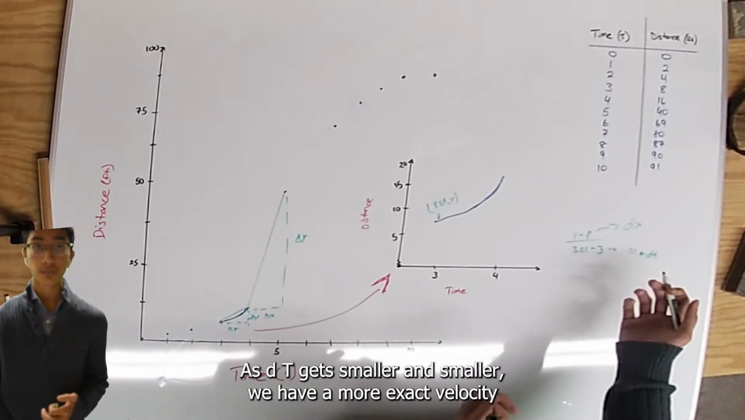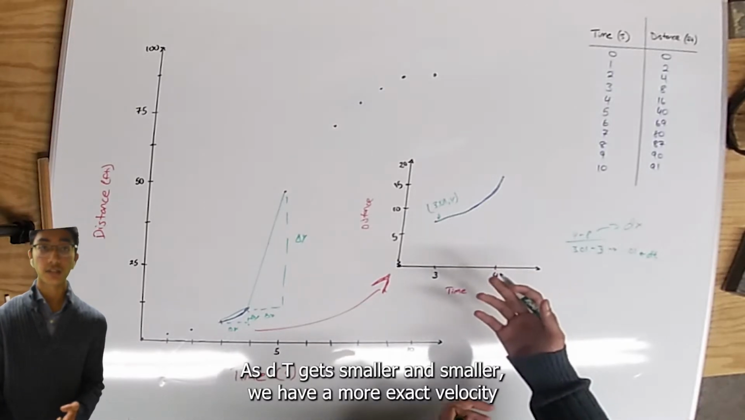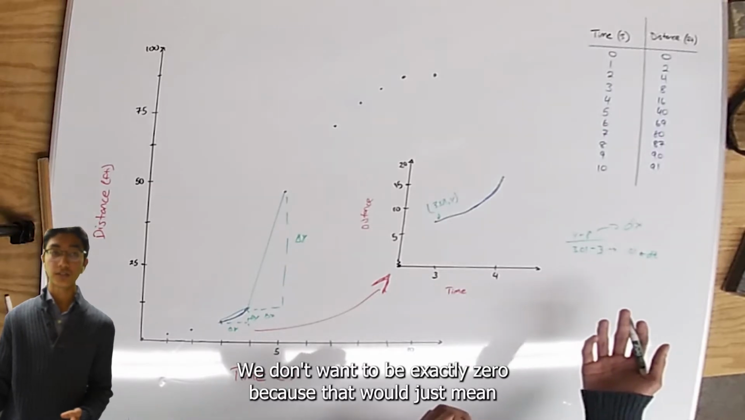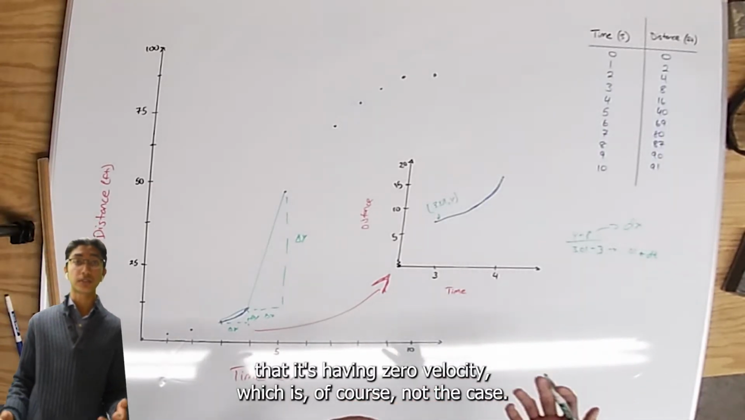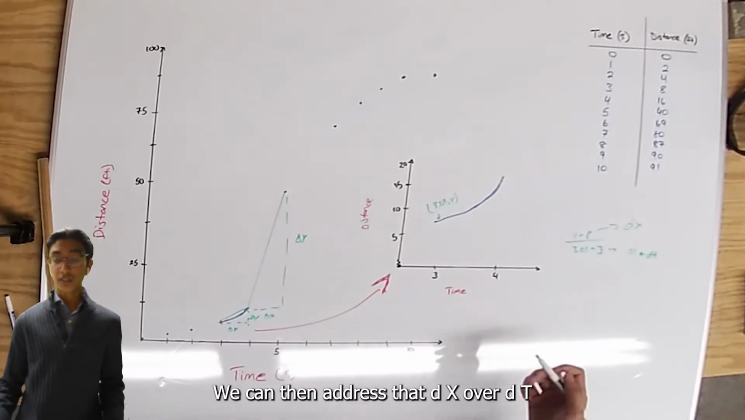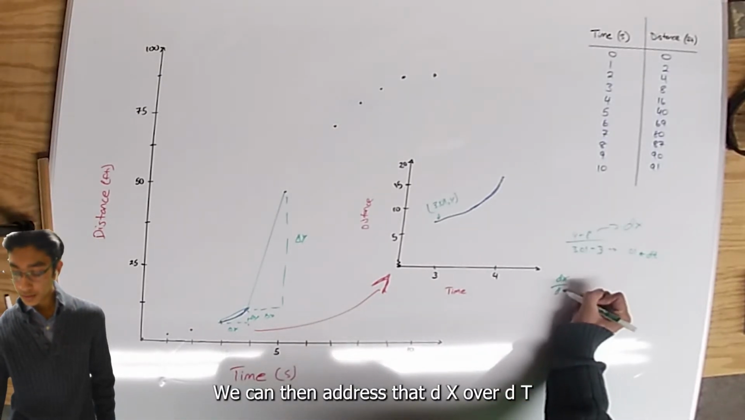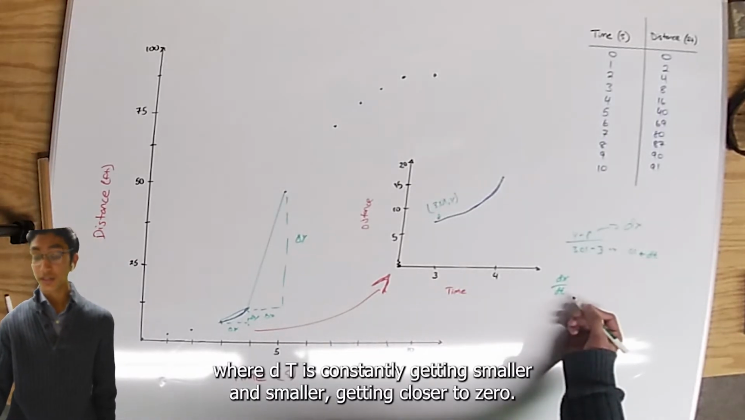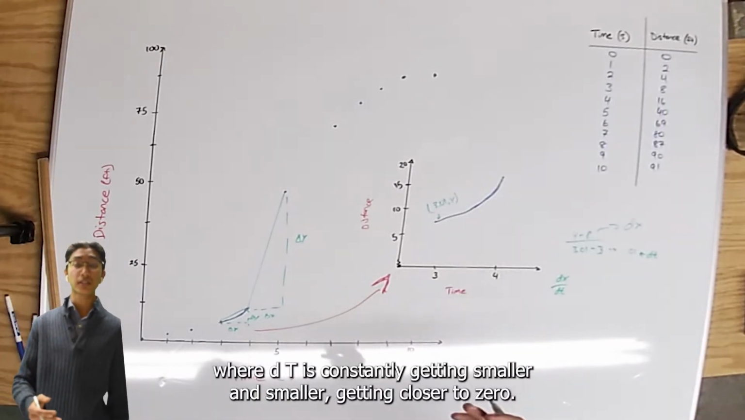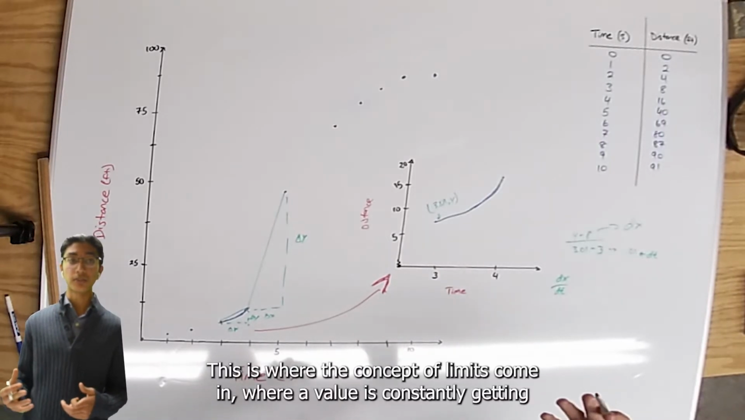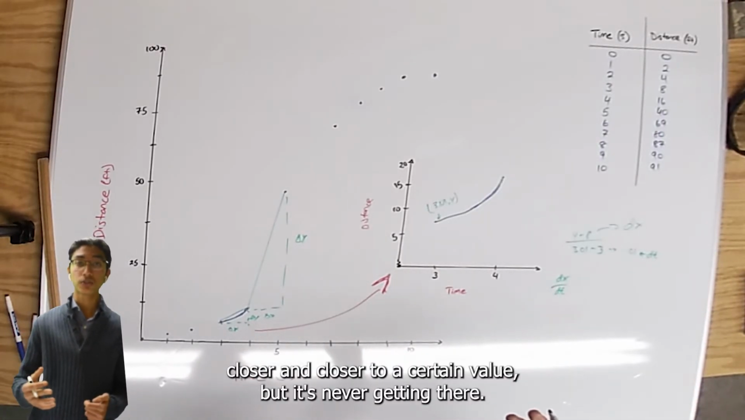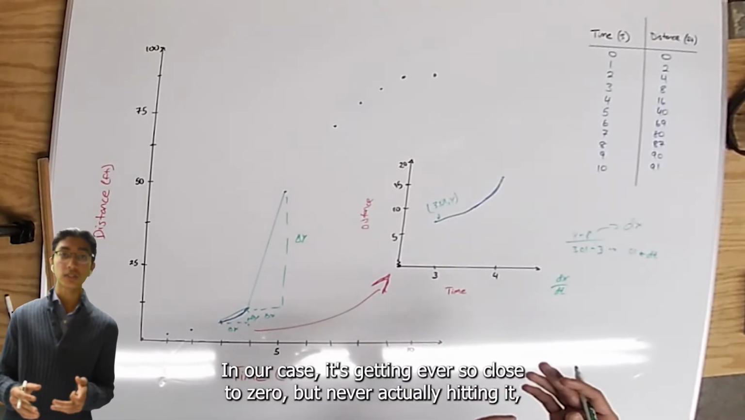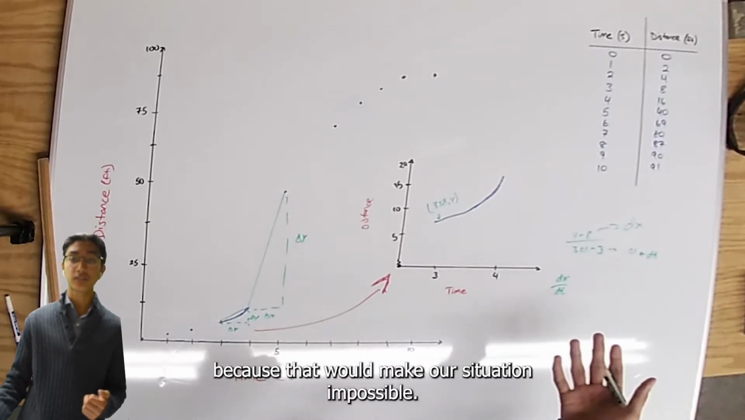As dt gets smaller and smaller, we have a more exact velocity for what's happening at 3 seconds, since this denominator is getting smaller and smaller. We don't want to be exactly 0 because that would just mean that it's having 0 velocity, which is of course not the case. We can then address that dx over dt would be your instantaneous velocity at that moment, where dt is constantly getting smaller and smaller, getting closer to 0. This is where the concept of limits come in, where a value is constantly getting closer and closer to a certain value, but it's never getting there. In our case, it's getting ever so close to 0, but never actually hitting it, because that would make our situation impossible.